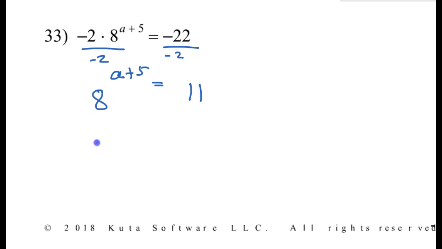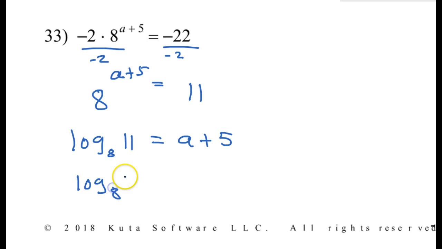Time to rewrite this in log form. So this would be log base 8 of 11 is equal to A plus 5. And then all I have to do is subtract 5 from both sides. So I will get log base 8 of 11 minus 5 is equal to A. And that's all we can do.